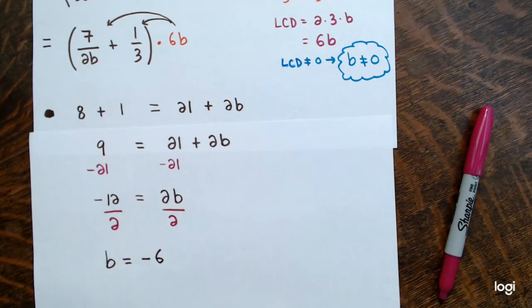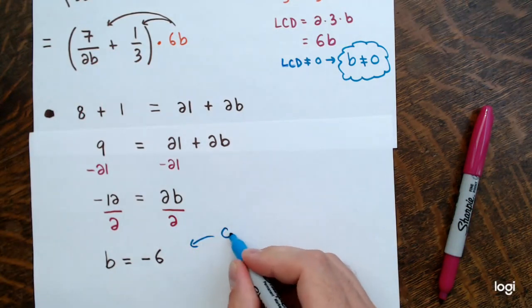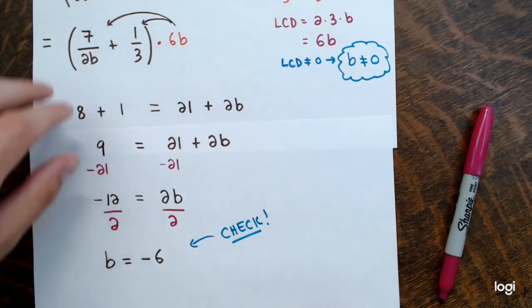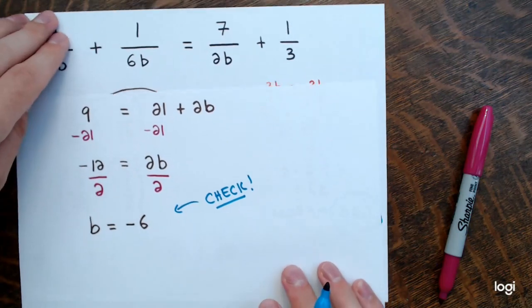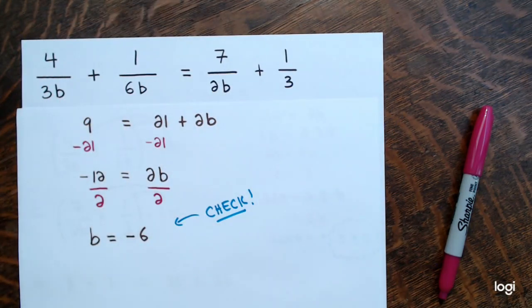All right, and I'm going to check it. All right, let's check this. Go back to the original equation. Right, this is the way it originally looked. And let's plug in negative 6. Now notice that that's not 0, so it's all right. I can plug it in. The denominators won't be 0. That's great. If I ended up solving it and we did get 0, that'd be a problem.